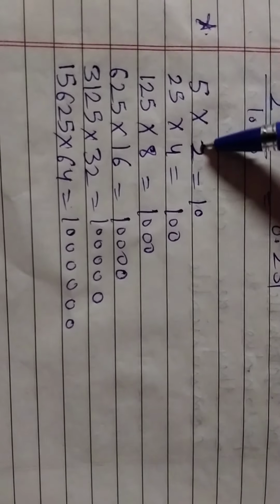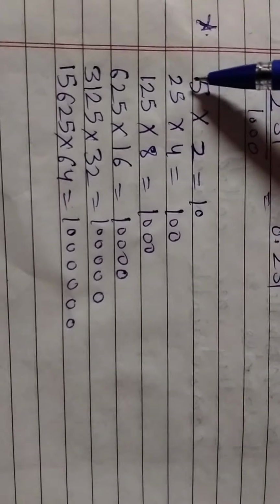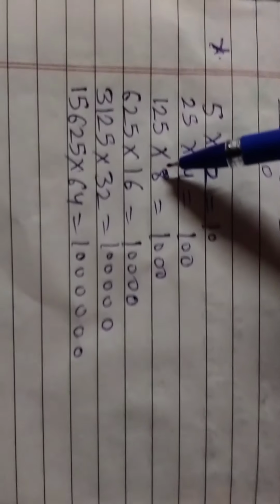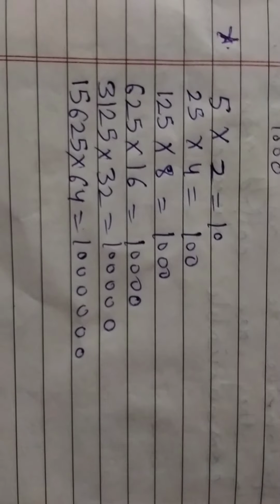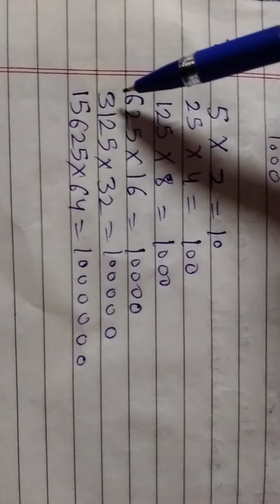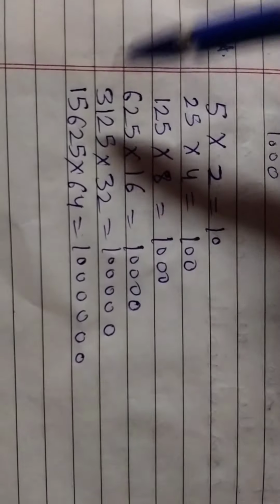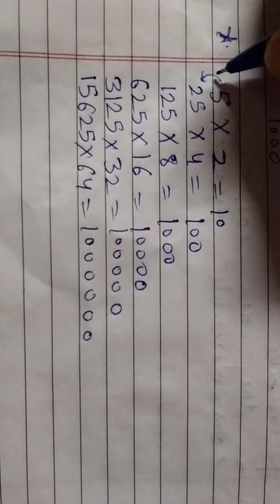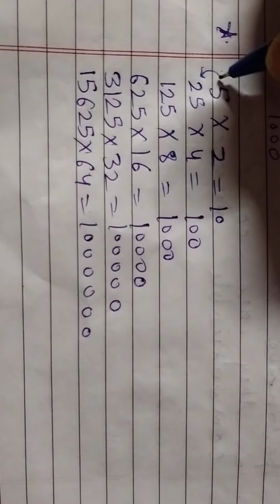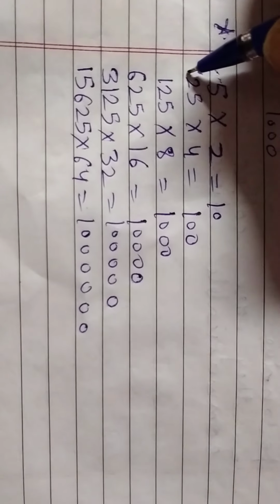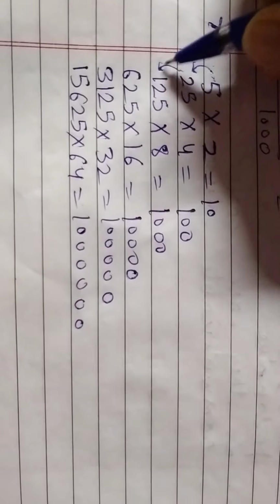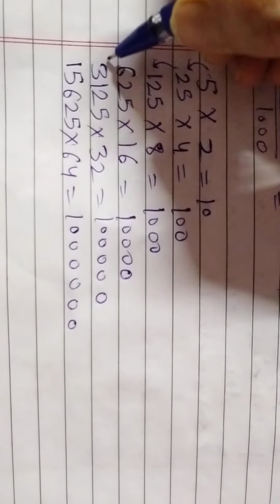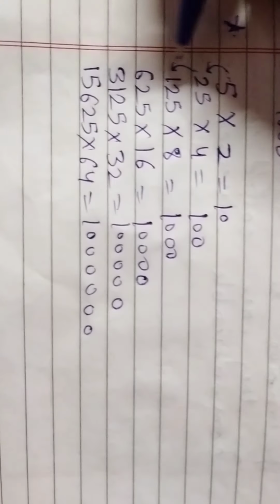Before starting this worksheet, you should know about these. If we multiply 5 by 2, we get 10. 25 by 4, 100. 125 multiplied by 8, 1000 will come. In this way we can learn. One more thing, if we multiply 5 by 5, we get 25. Same, if we multiply 25 by 5, 125. In this way we can learn this easily.